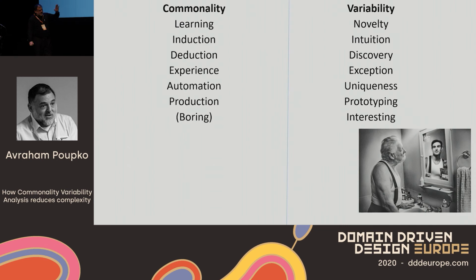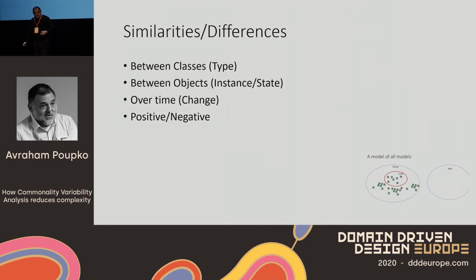And when we talk about commonality, we might use words like learning, induction, deduction, experience, automation, production. And when we talk about boring, what we're saying is, I've seen it before, I've done it before. Those are all commonalities. And when we talk about variability, we're talking about words like novelty, intuition, discovery, exception, uniqueness, prototyping, and perhaps interesting. And it's the combination of the two that brings us into what makes our world so exciting and makes life worth living.